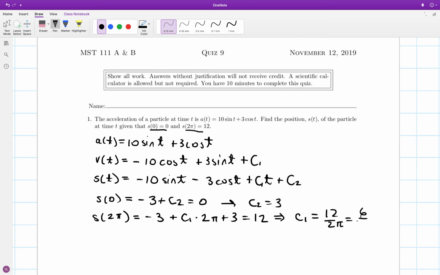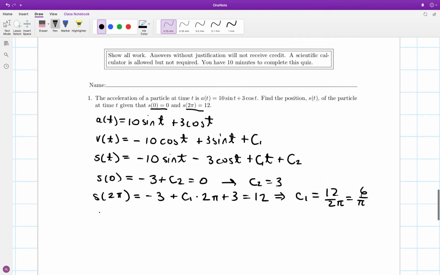And now I'm ready to report the answer, which is the position function together with the constants figured out. I get negative 10 sine t minus 3 cosine t plus 6 over pi times t plus 3.